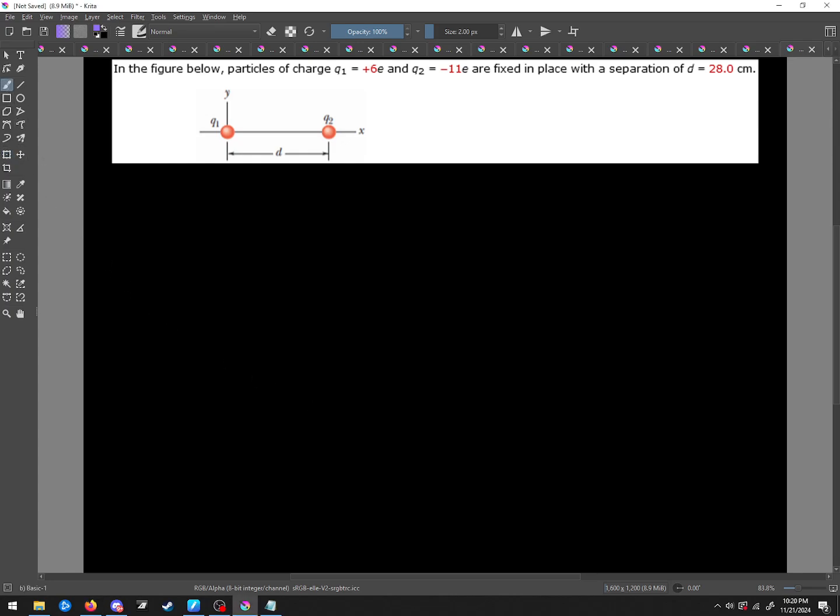So here we're gonna have, in the figure below, 6e for Q1 and negative 11e for Q2 at separation D. What do we ask? With V equals 0 at infinity, at what finite values of x is the net electric potential on the x-axis 0? Okay, so it's gonna have two. There's gonna be one over here somewhere, and then probably one here, right?